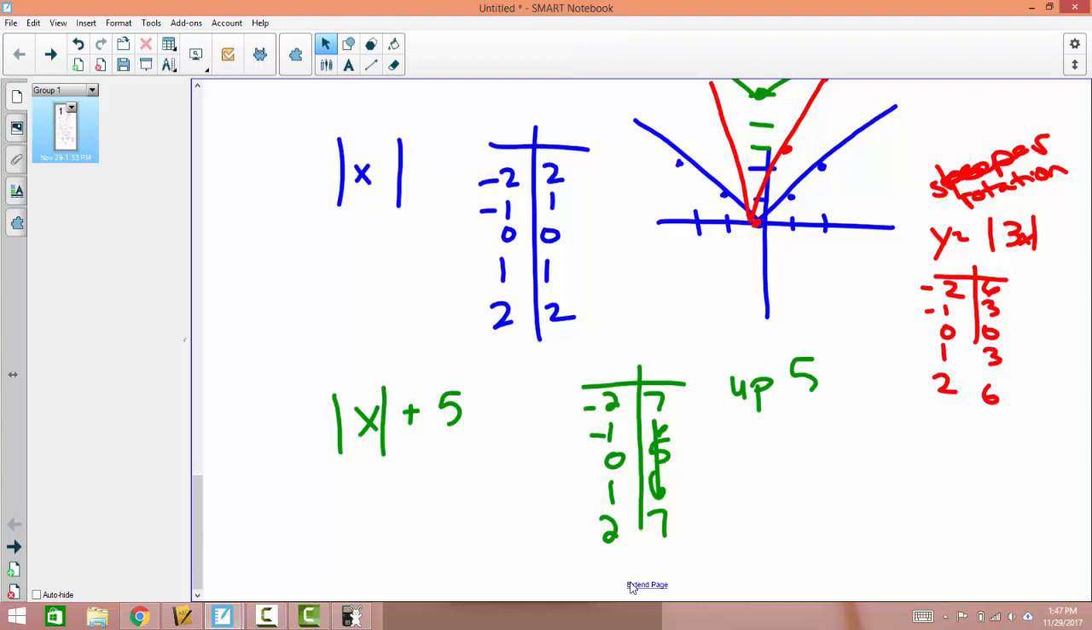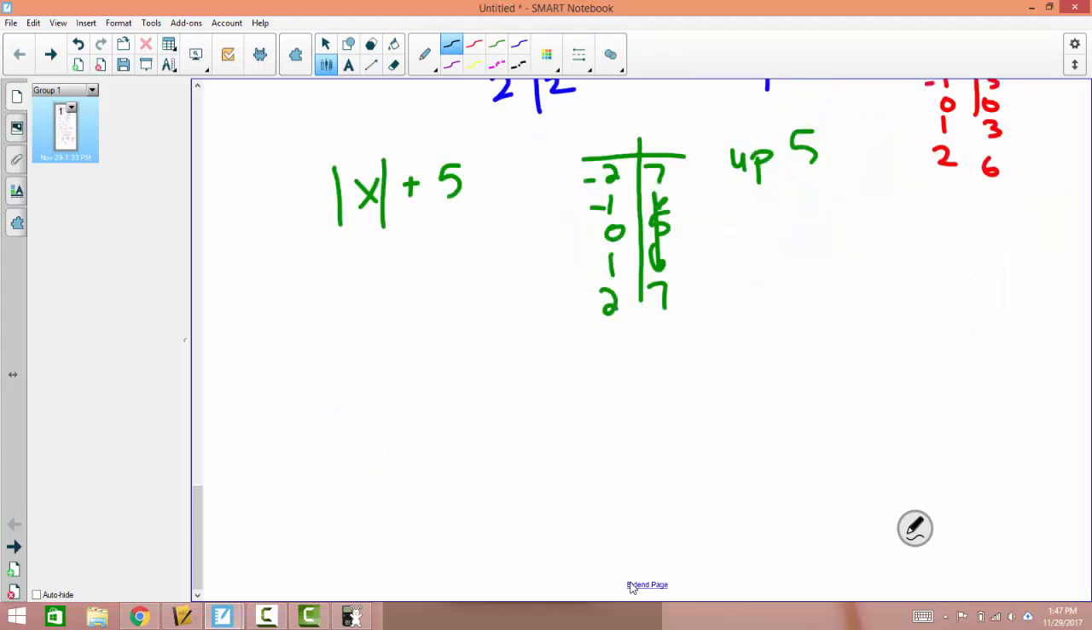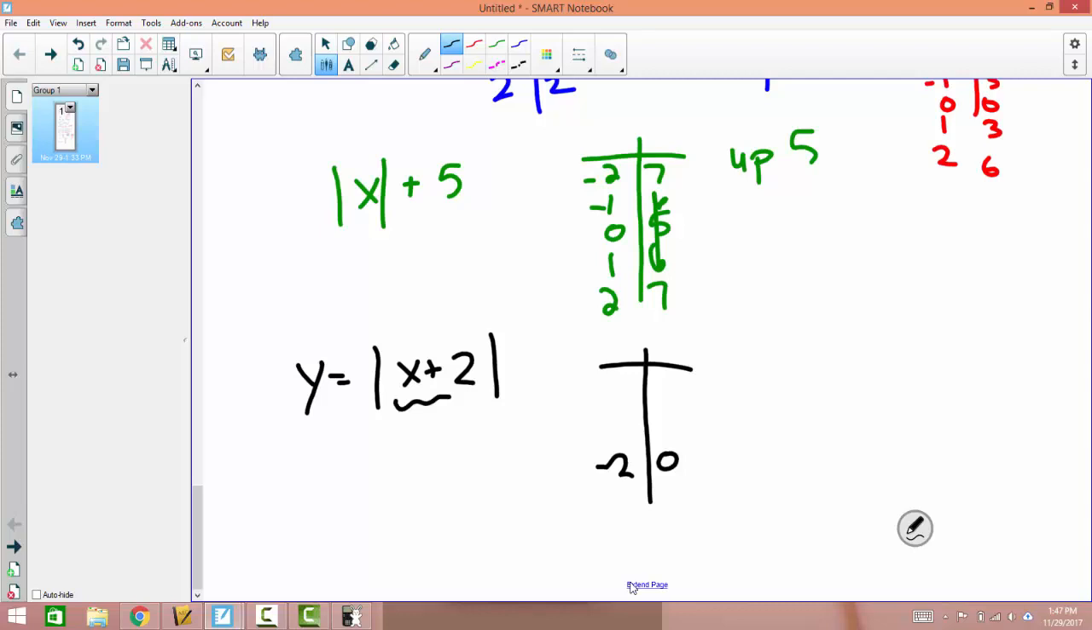And a tiny bit trickier is if you have y equals the absolute value of x plus 2. In this case, the thing that makes the middle part 0 is negative 2. So negative 2 is what gives 0. Therefore, the symmetry is going to be on either side of negative 2. So negative 3 and negative 1 would both give you 1. And then negative 4 and 0 would both give you 2. So this starts at negative 2, 0.